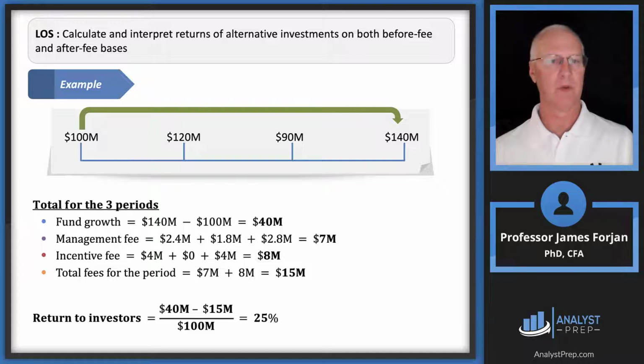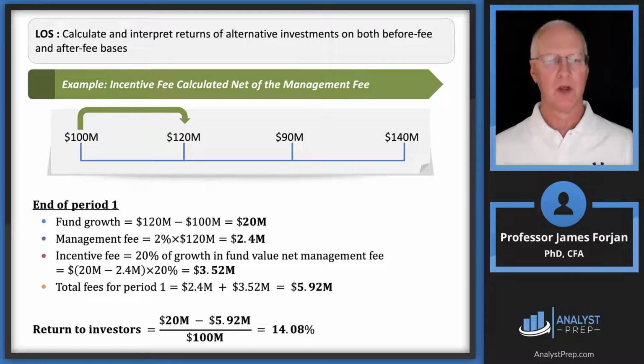Now, the total, if we want to sum these together, we have the fund growth from 100 to 140. That gets us 40 million. Management fees are 7. Incentive fees are 8. So that gets us up to 15. So essentially, what did we do? We went from 100 to 140 million. So I generated a capital gain of 40%. There's the 40 million over the 100 million, but you ended up paying me 15 million. So that eats into your 40% return. So you're down to a total return over that time period of 25%.